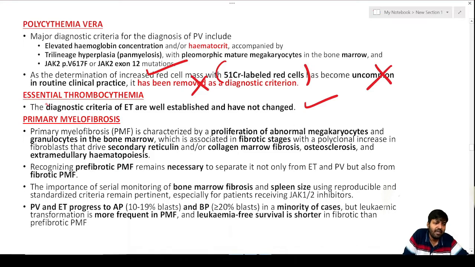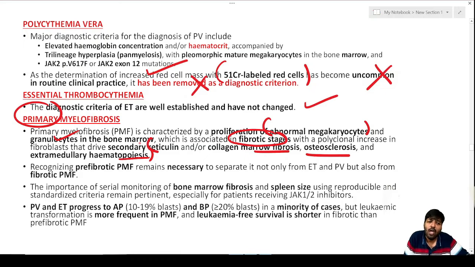Now for primary myelofibrosis, basically what is primary myelofibrosis? There is a proliferation of abnormal megakaryocytes and granulocytes in the bone marrow, and they are associated with fibrosis, the fibrotic stages, with a polyclonal increase in the fibroblasts, which is driving reticulin and collagen marrow fibrosis, osteosclerosis, and extramedullary hematopoiesis. This is nothing new. All these were already there in the 4th edition. I'm just repeating them.